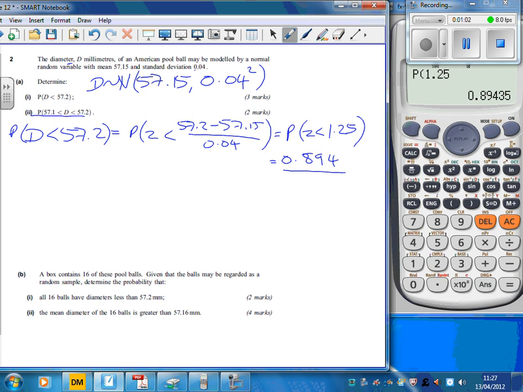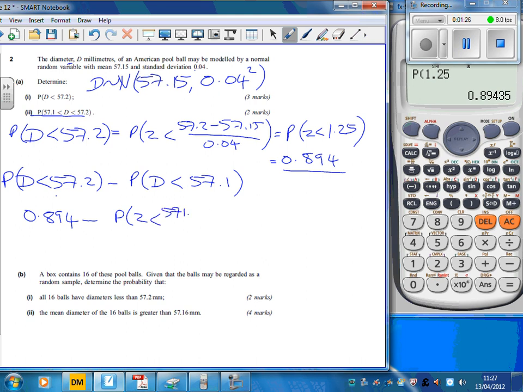Second part is between two values, and the way of course we do that is we work out the probability of it being less than the top one, take away the probability that it's less than the bottom one. This one is the one we just did, so that's 0.894, done that one already. Take away, we've got to convert that again, 57.1 minus the mean divided by the standard deviation again, and that turns out to be minus 1.25.